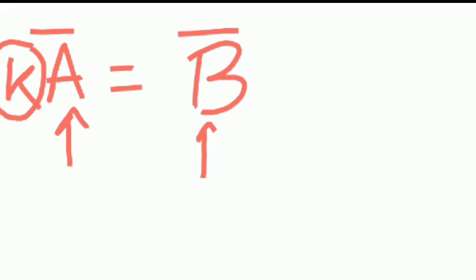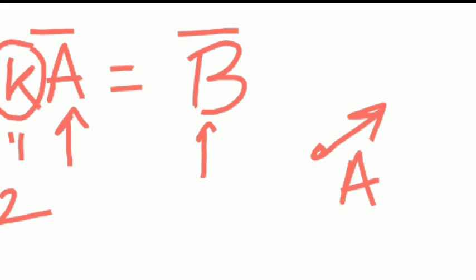change. Suppose this is vector A, and suppose k is equal to 2, then we will get vector b bar is equal to A with twice its length. So the length is doubled but the direction is the same. So this is called multiplication by scalar.